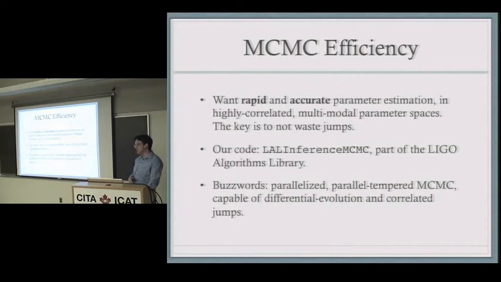There's been a code under development as part of the LIGO algorithms library, largely developed at Northwestern, but also with collaborators around the world in collaboration. It's called Bailyn MCMC, and for people who like buzzwords, it's a parallelized, parallel-tempered Markov chain Monte Carlo that's capable of differential evolution and correlated jumps. That just means it's kind of fancy.